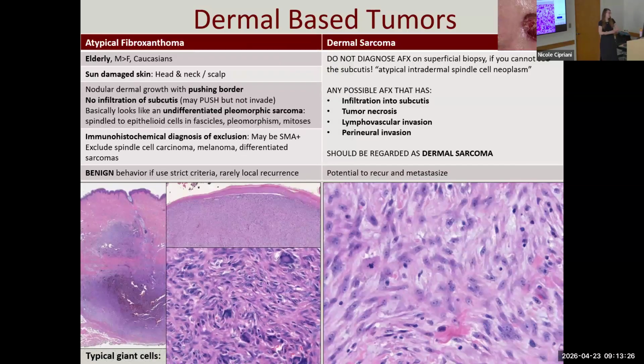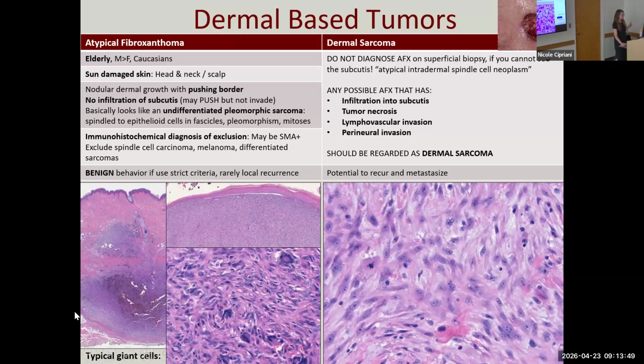All right, AFX versus dermal sarcoma. I am highly opinionated about this because we've seen things go very wrong. AFX is a question mark. Is it a spindle cell carcinoma? Is it a spindle cell melanoma? You certainly want to rule out those things in the skin. If you can't prove it, you could think about this diagnosis.